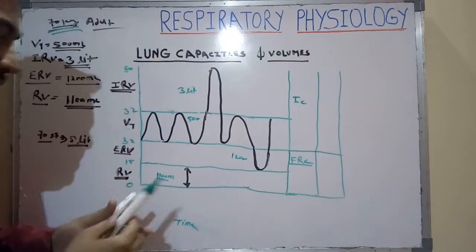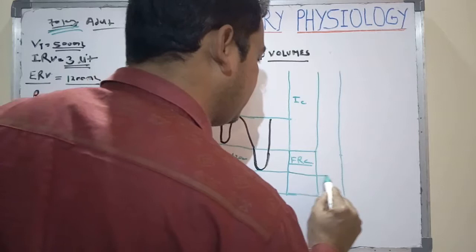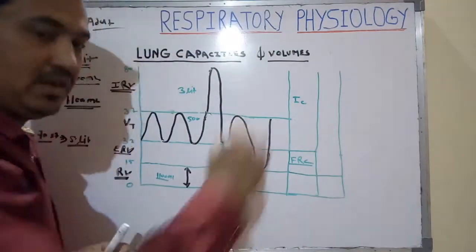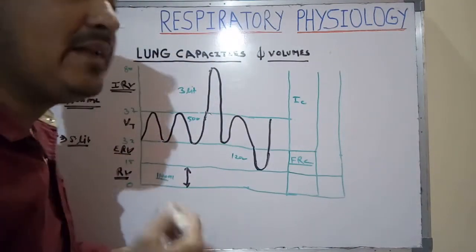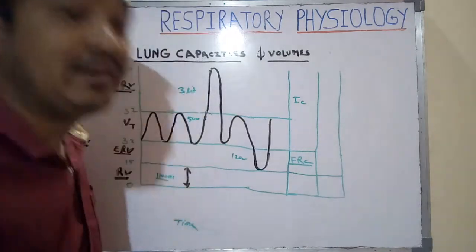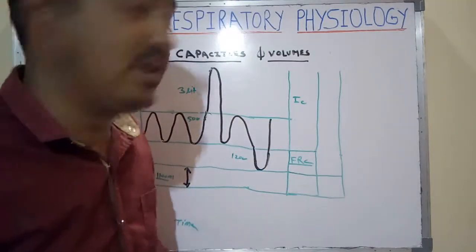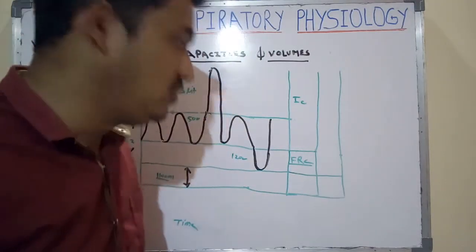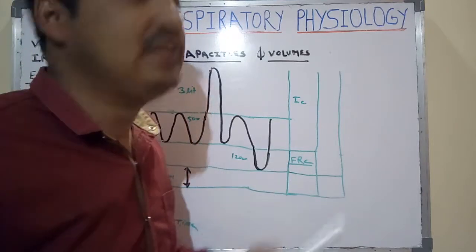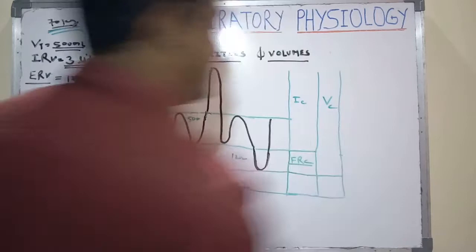All three are taking part in normal respiration. They can be utilized in respiration. They are functional. That's why they are vital and important. Because when I need to expire extra, I should be able to. When I need to inspire extra, I should be able to. Means they are maintaining vitality. They are vital. They are important. So they are called vital capacities.